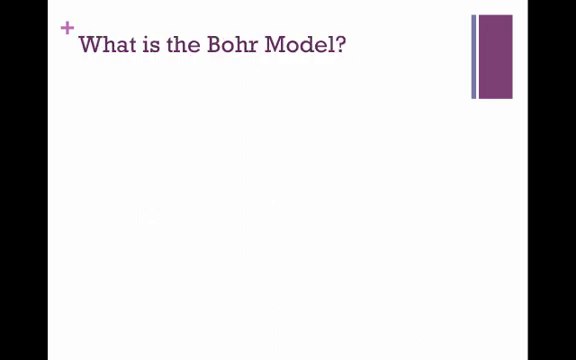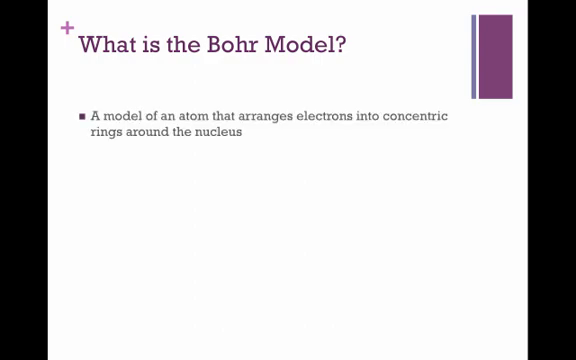So to begin with, we'll talk about what the Bohr model is itself. Well, it's basically a model of the atom that arranges electrons into concentric rings around the nucleus. And this is really the key term here: concentric rings. We're going to have a diagram of that Bohr model in front of us in a second, and it's going to look familiar.